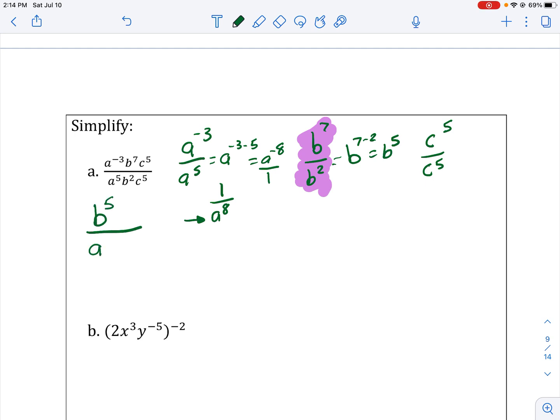I know a to the 8th is in my denominator. B to the 5th then is in my numerator. Divide like bases, subtract my exponents. Anything to the 0 power equals 1. Therefore, I am just left with b to the 5th in the numerator over a to the 8th in the denominator.